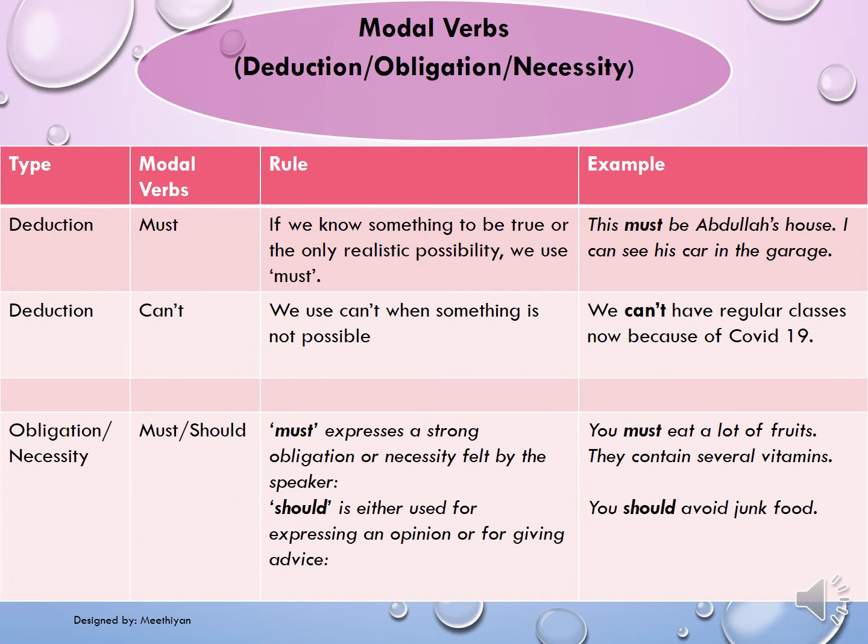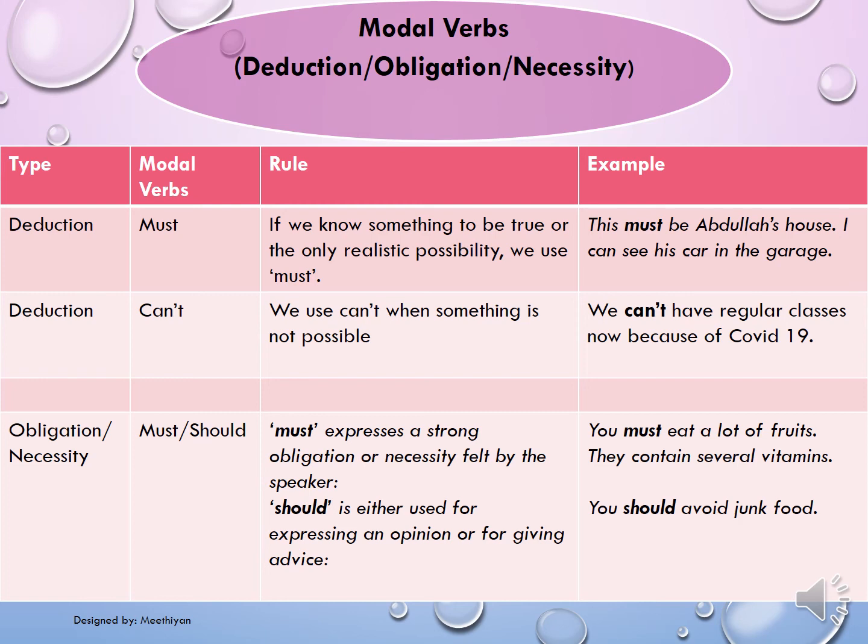Now here you can see all the modal verbs, their rules and examples. For example, we use two modal verbs for deduction, must and can't. When we use must, the rule is if we know something to be true or the only realistic possibility, we use must. Example, this must be Abdullah's house. I can see his car in the garage. Another modal verb used for deduction is can't. We use can't when something is not possible. We can't have regular classes now because of COVID-19.